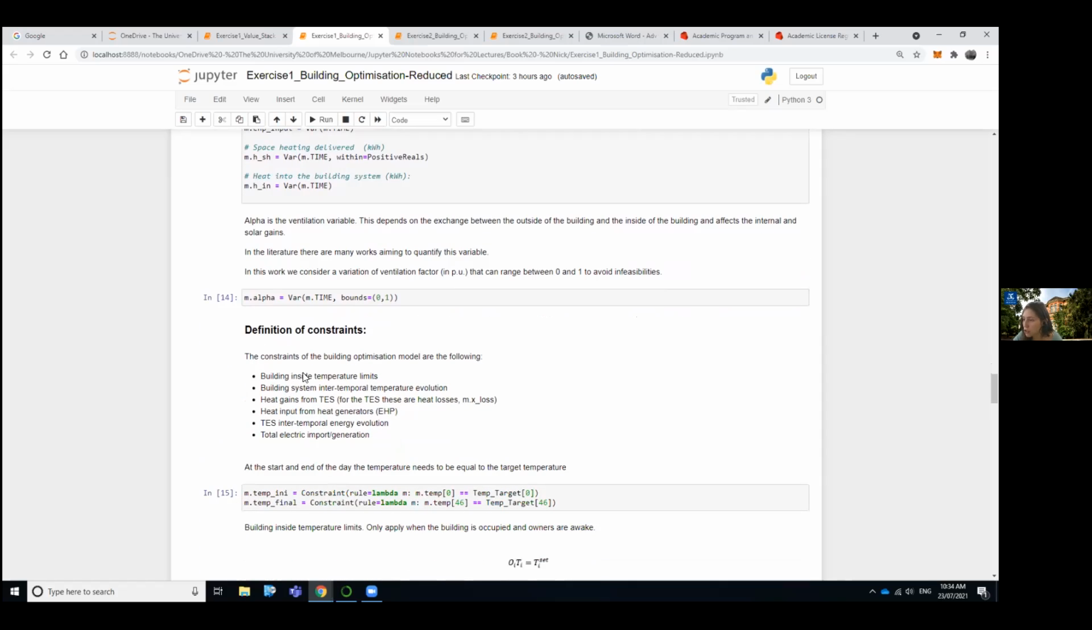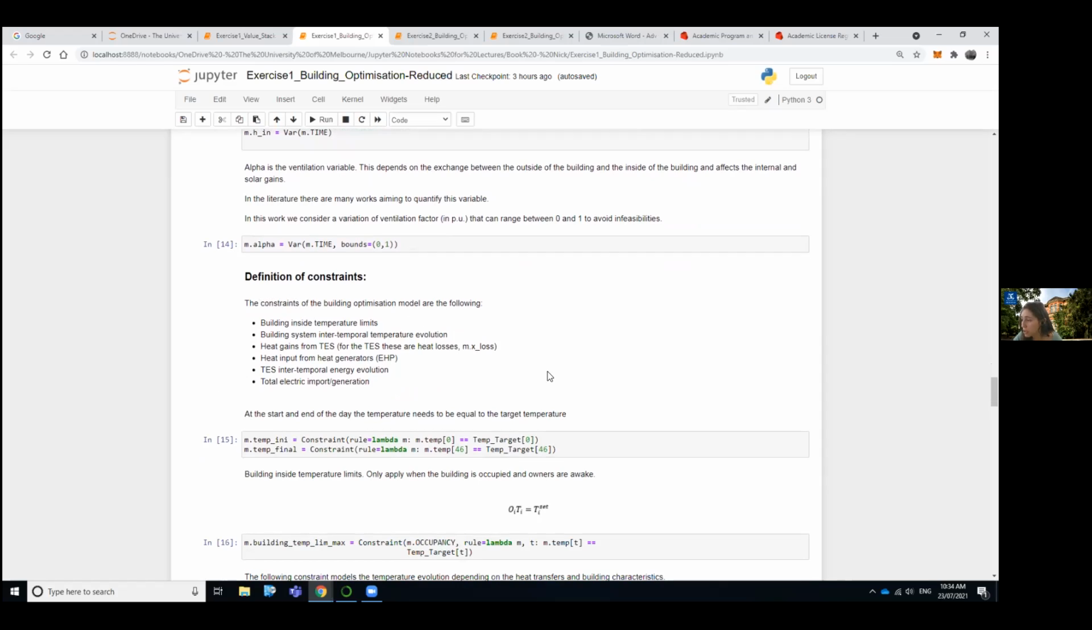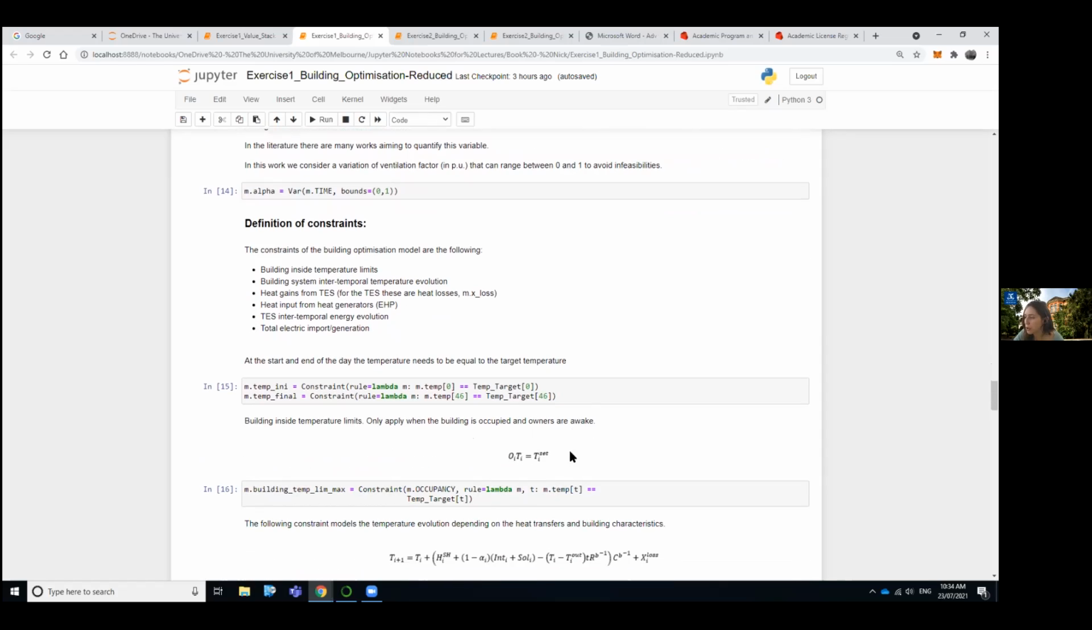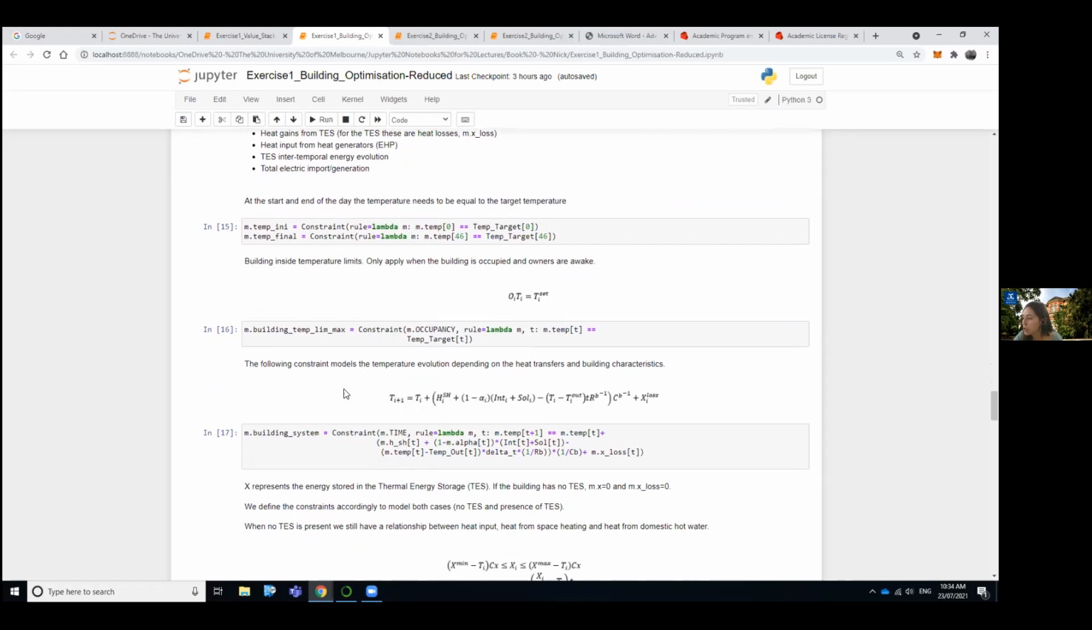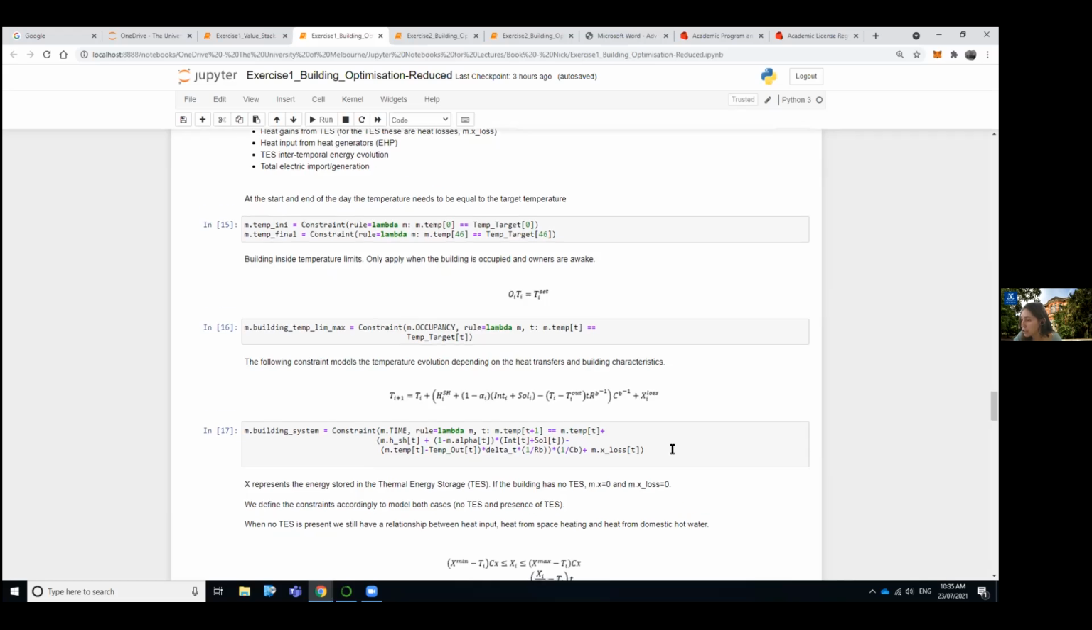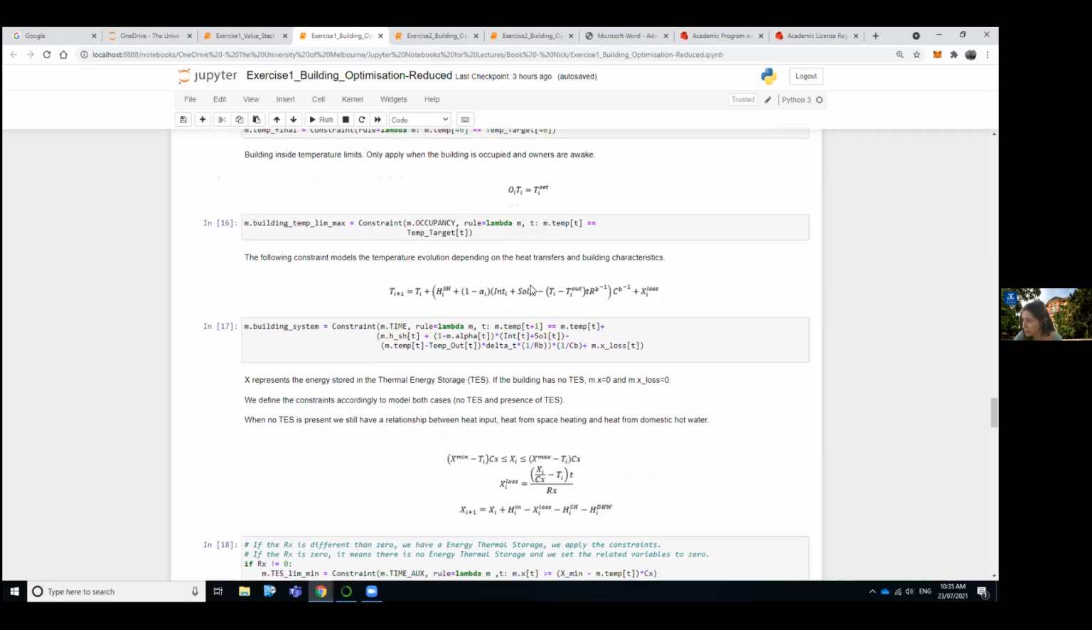Now the building constraints are here as follows, and we have also the equations for you to see how the traditional written equation translates to code. This constraint is to model the owner's comfort. This equation models the temperature evolution: the space heating provided, this is the heating provided by the thermal energy storage, the different gains with the outside, internal gains and solar gains, temperature outside, the building characteristics.